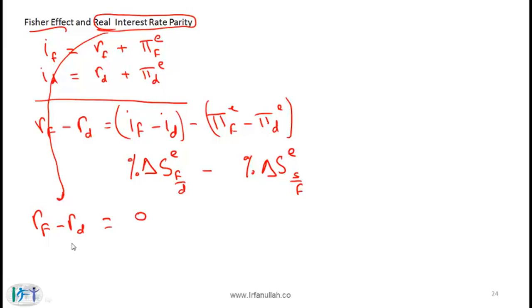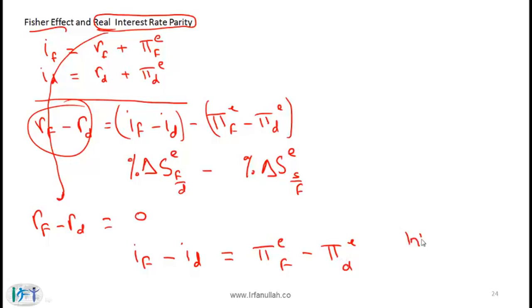So if this holds, so if this is 0, we can then say something else. We can also then say that the interest rate differential is equal to the inflation differential. So let me just write this down explicitly. So the interest rate differential is given by this expression, and if this is 0, then effectively we have the interest rate differential being equal to the inflation rate differential, and this relationship is called the International Fisher effect.